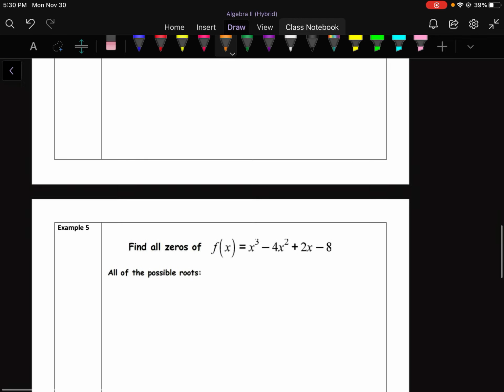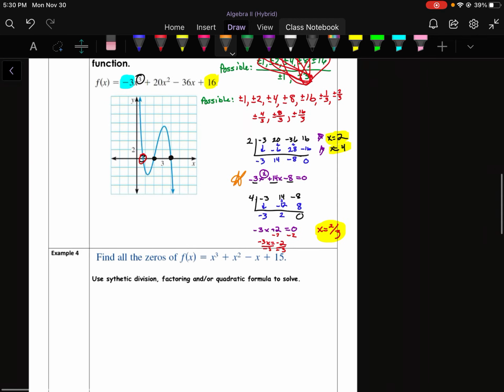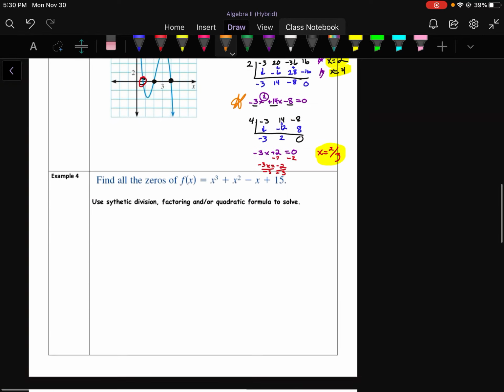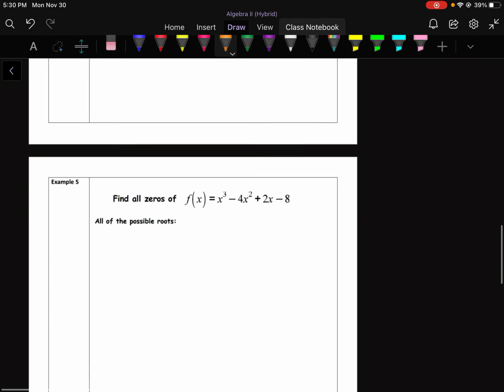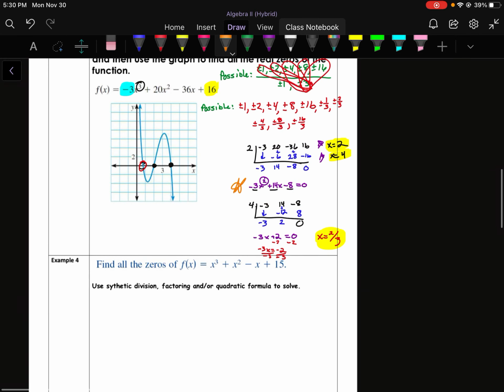Couple more here, but again, nothing is new. So I'm just gonna have you do 2, 4, and 5. Make sure you list all the possible roots first. Don't just jump right into graphing and stuff. We got to get used to listing those possible roots first.